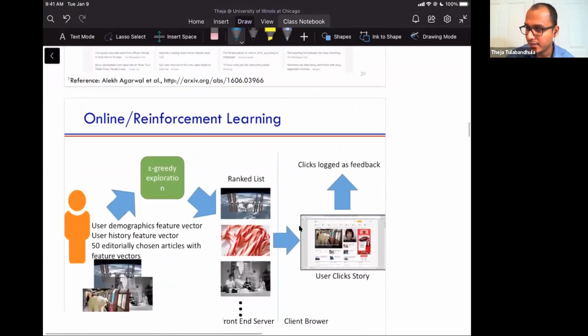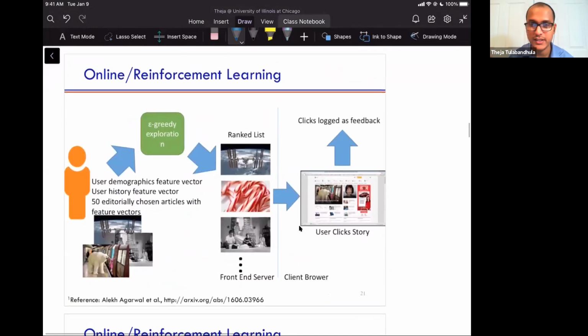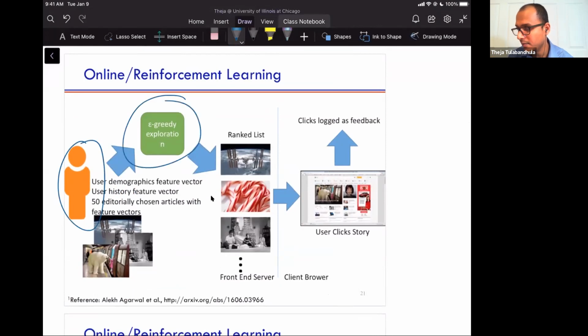Anyway, here's an example. Here's what those folks did at MSN or Microsoft. They used user information. They had some measurements, and they used a technique, solution plus a model.